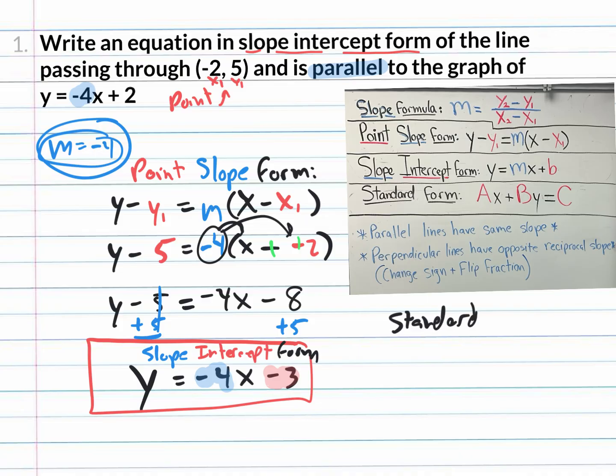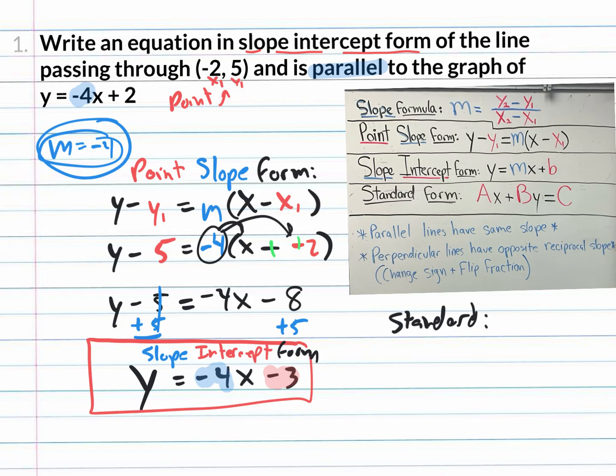Yeah, standard is ax plus by equals c, as you can see right here on the board. So the only thing you would have to do to this slope intercept form to get it in standard form is to get the x to the left side of the equal sign. So it could be ax plus by equals c.